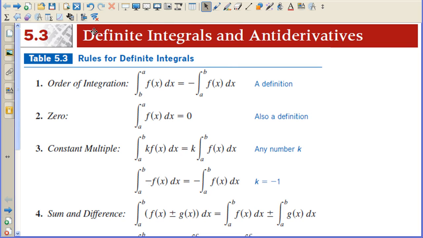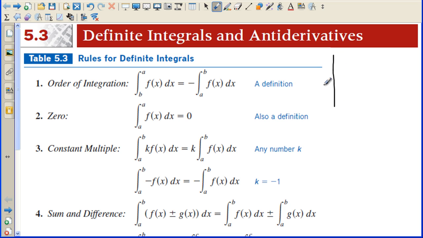This is section 5.3 on definite integrals and antiderivatives. In table 5.3 we have the rules for definite integrals. The first one is the order of integration. If you integrate from b to a, that would be the opposite of integrating from a to b. You give the opposite sign.